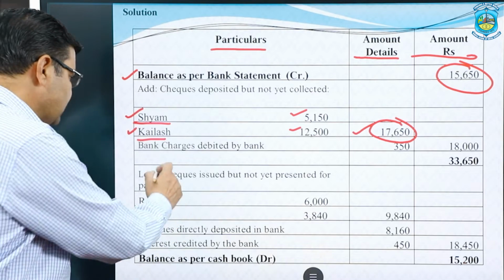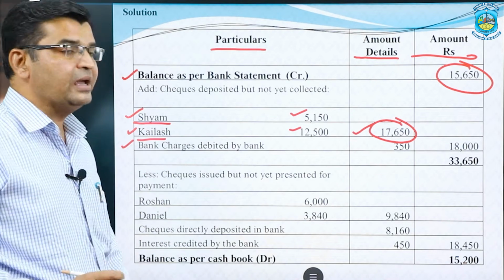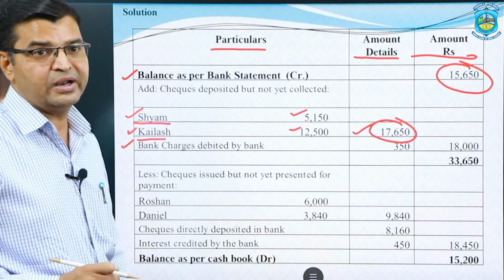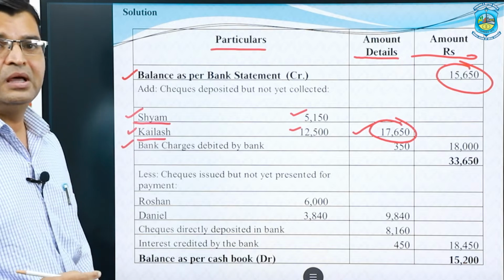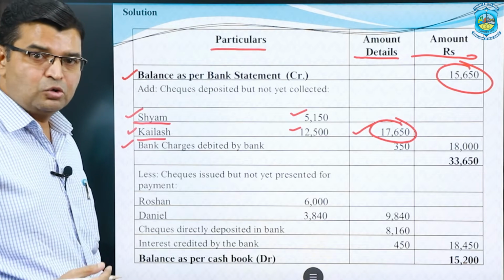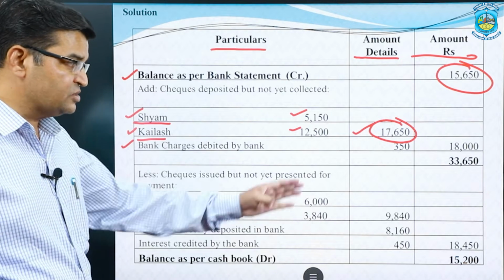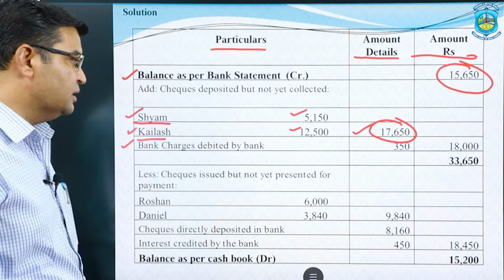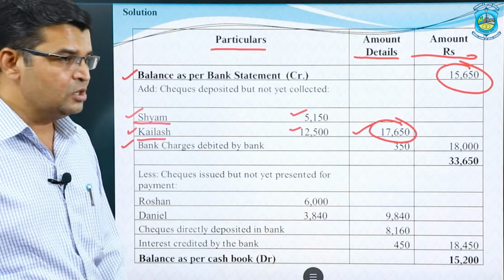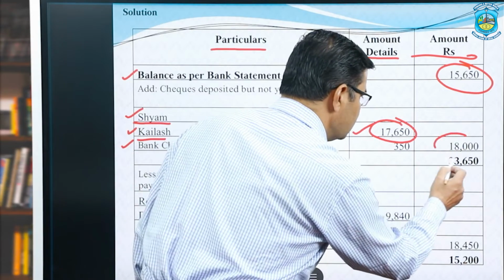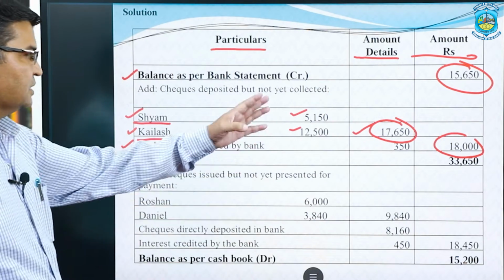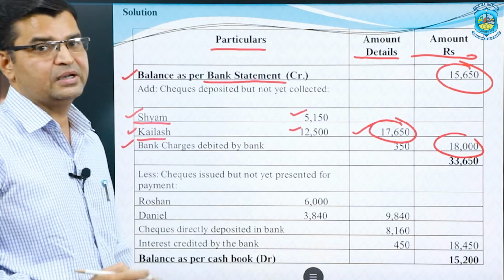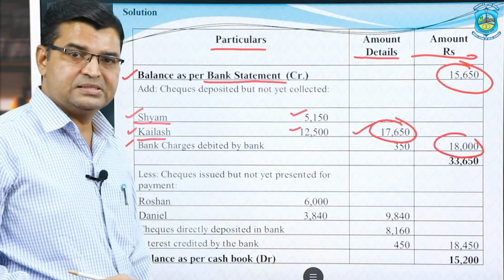Second, bank charges debited by the bank. It means the bank is going to debit the amount of rupees 350 as bank charges directly from our passbook, but this information has not been sent by the bank to us. Therefore, we don't know whether the bank has deducted this 350 rupees from our passbook. So, we did not record this 350 rupees in our cash book. So, ultimately, a total of 18,000 rupees will be debited in this balance which has been shown as per the bank statement, that is the favorable balance.